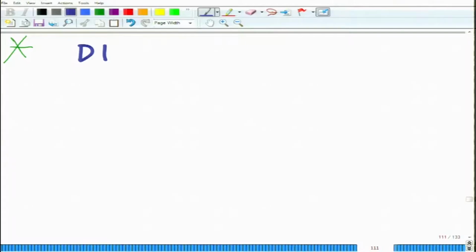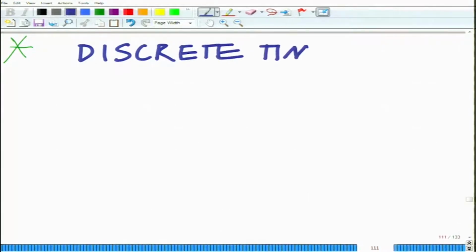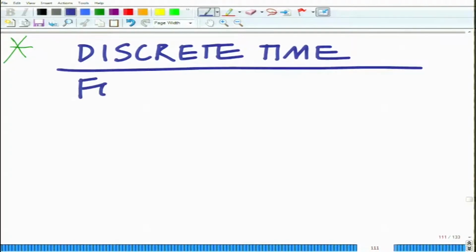So, we are looking at the Fourier analysis for discrete time aperiodic signals through the DTFT, the discrete time Fourier transform, and we are looking at the properties of the DTFT. So, let us continue our discussion on that.